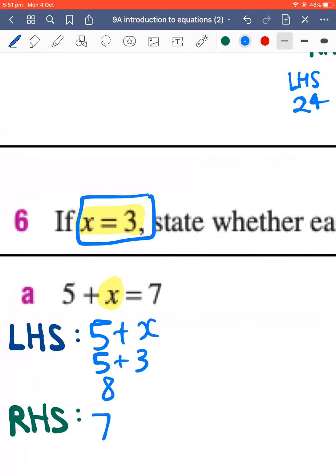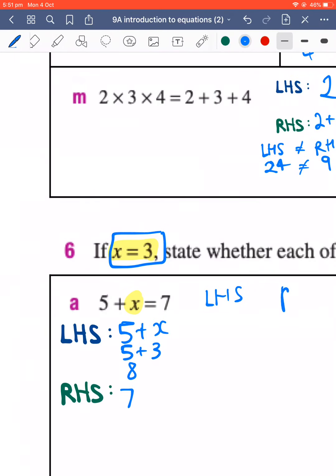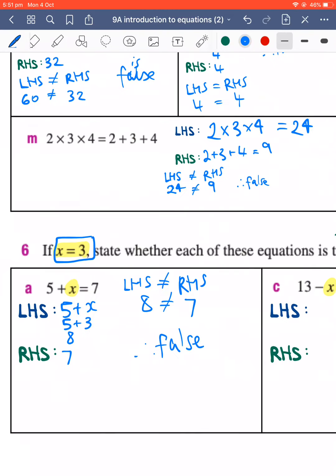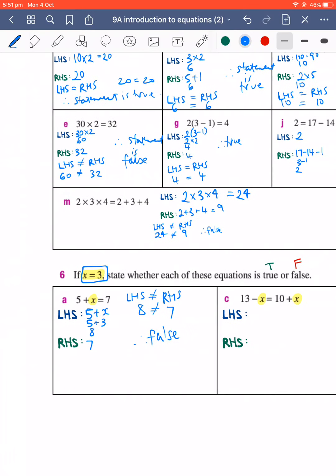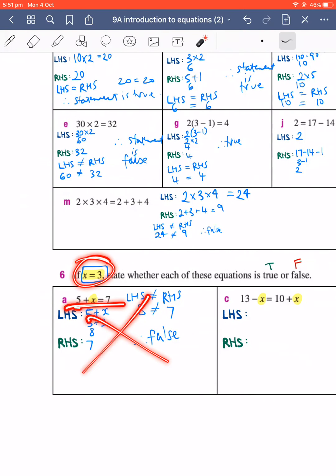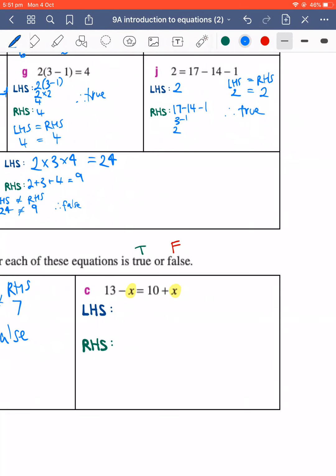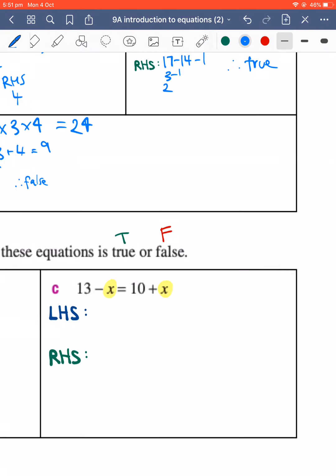Let's compare now my left-hand side to my right-hand side. So my left-hand side was 8 and my right-hand side was 7. Those two are not equal, therefore this statement is false. So that means that X equals 3 is not a solution for this particular equation. On to this next one.